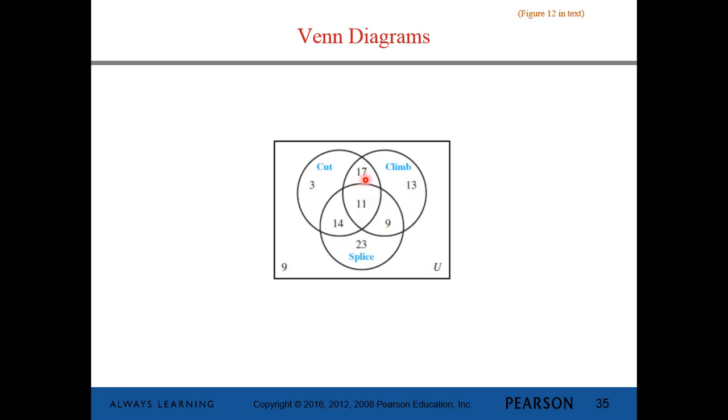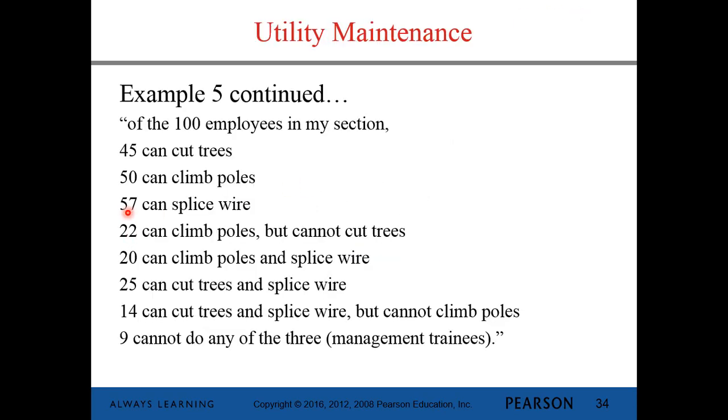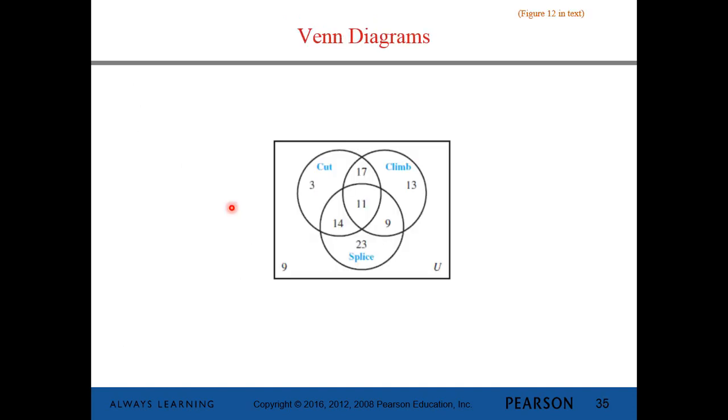Okay. Now, as far as cut trees, we know 45 can cut trees. So now we have these three numbers. We subtract this from the total, we get 3, right? And we know 57 can splice wire. And so now we know these three, and we can get this one. And then finally, we know that this is 9 because that's given to us. Okay. So now we can answer any questions regarding the Venn diagram.